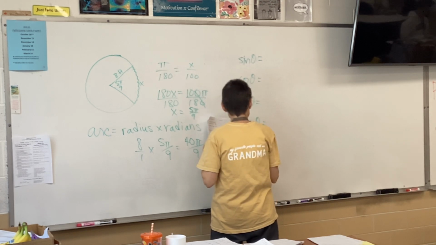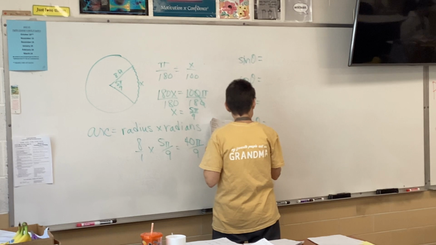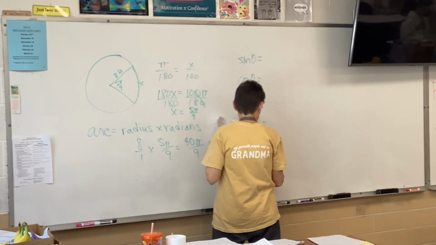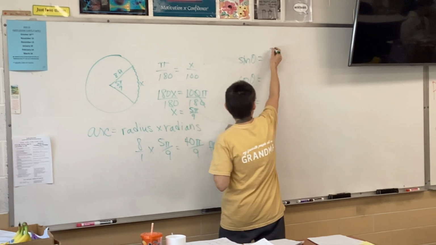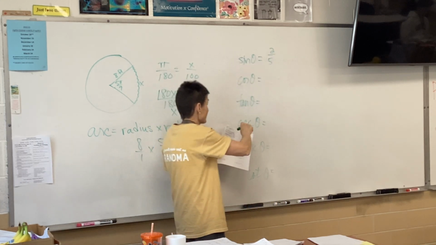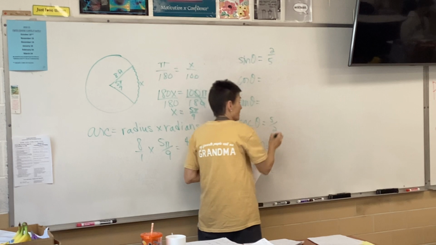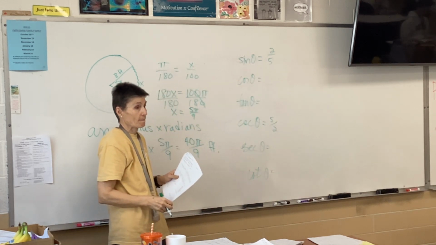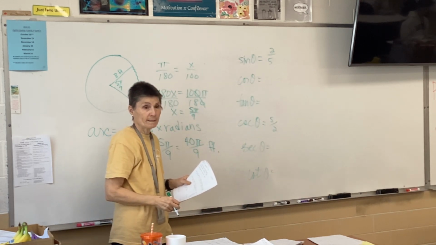So who remembers how we start this one? We have to start it. Oh, let me write down the given. The sine is 2/5, they tell me that, which means the cosecant is 5/2. Easy points.